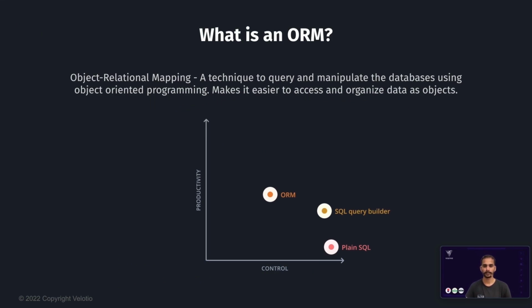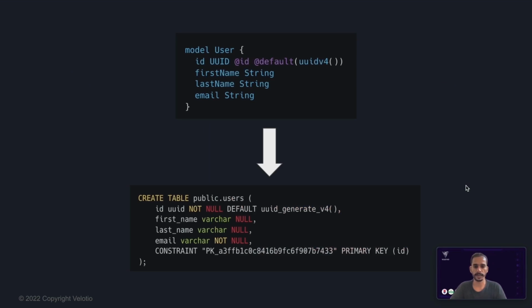Object Relational Mapping is a technique to query and manipulate the database using object oriented programming, which basically makes it easier to access and organize the data as objects. An ORM allows us to define the data models as a class-like structure. For example, here the model User has properties such as ID, first name and last name. We can also declare and define the constraints that we want on the data models. For example, here the user ID field is a primary key and has a default value assigned as UUID version 4.